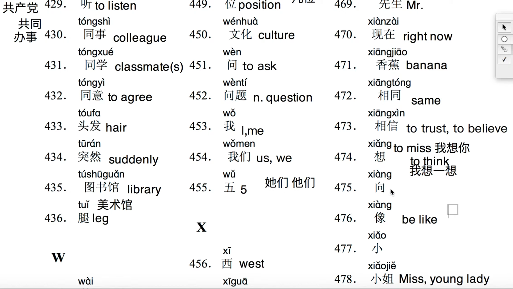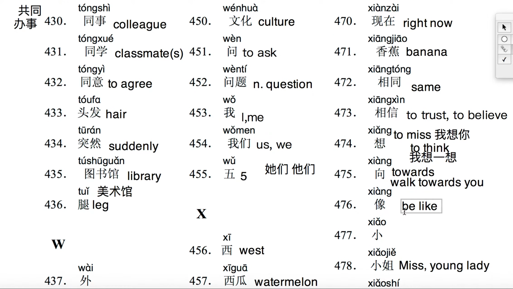475, 向, 向 means towards. For example, walk towards you. How do we say that? You can say 向你走来. 你 means you, right? 走, to walk, 来, come. 向你走来, walk towards you.